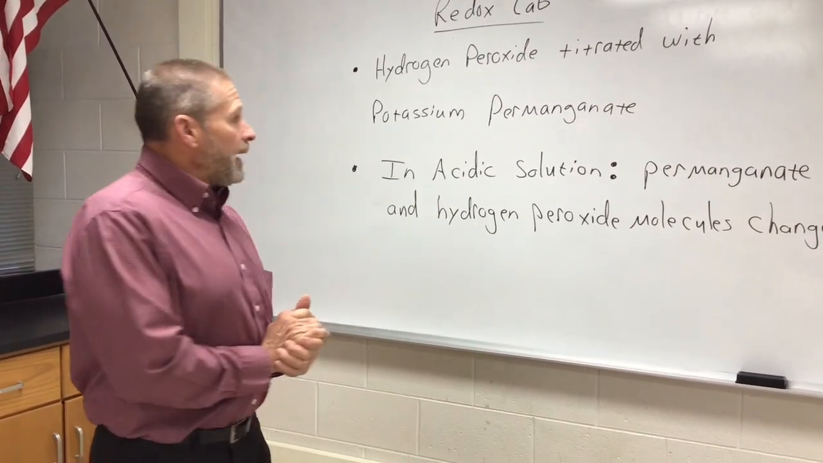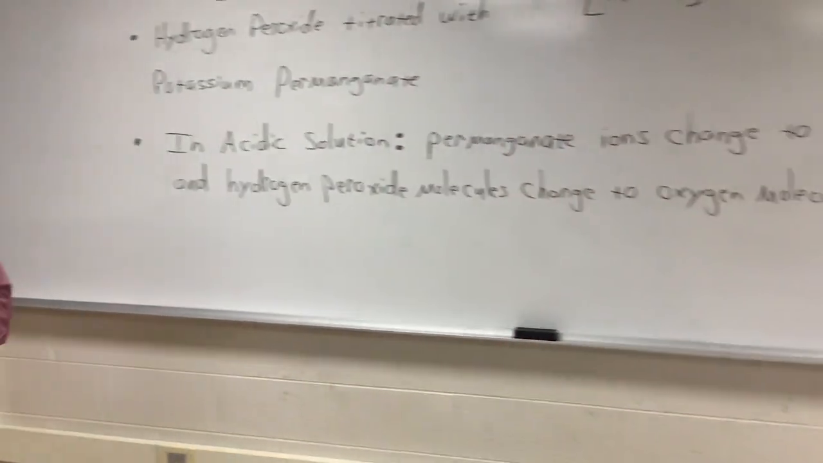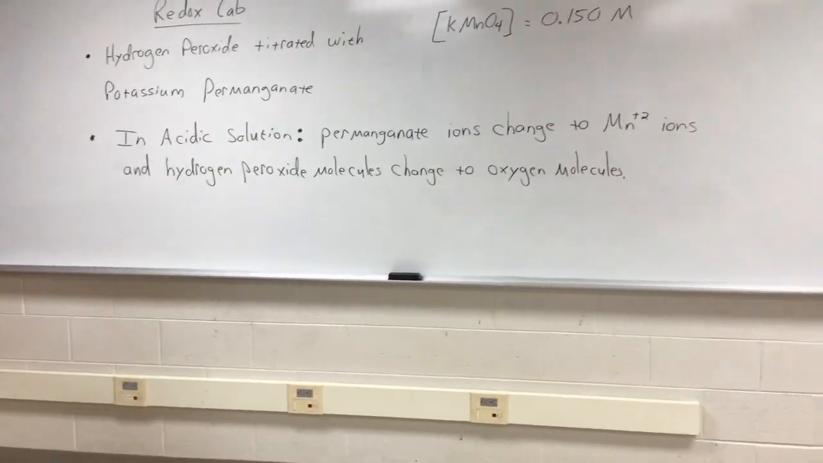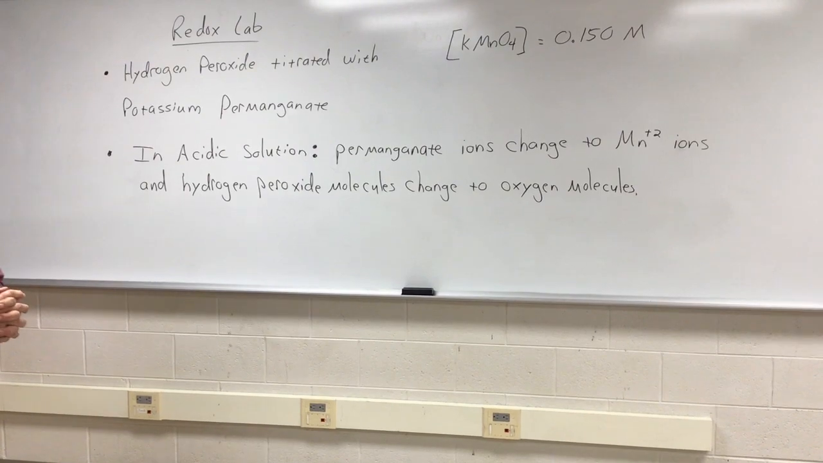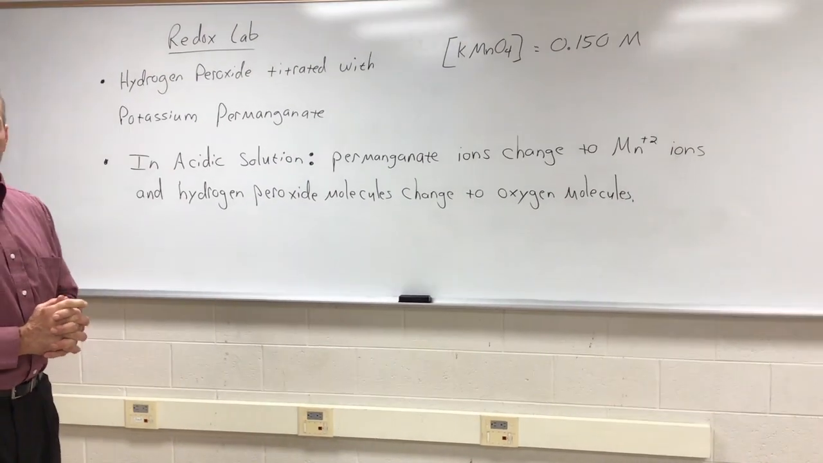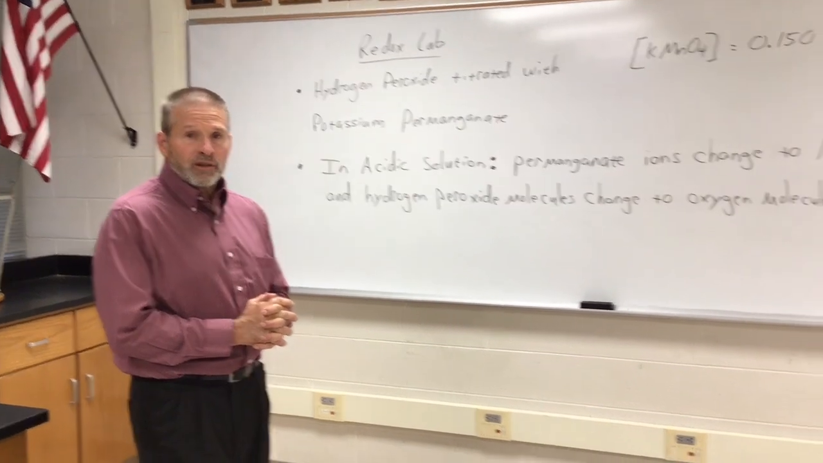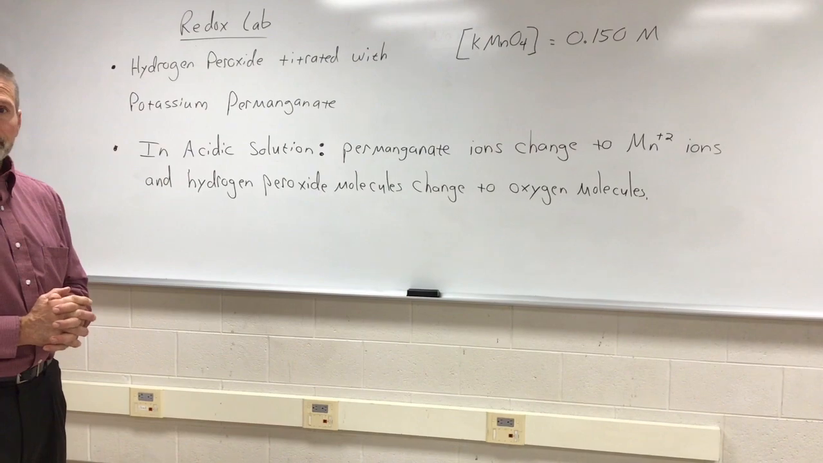Okay? And you need to know this maybe. In acidic solution, permanganate ions change to Mn+2 ions, and hydrogen peroxide molecules change to oxygen molecules. You're going to need that information. You're going to have to try to create a net ionic equation for yourself so you can do the stoichiometry in the particular lab.